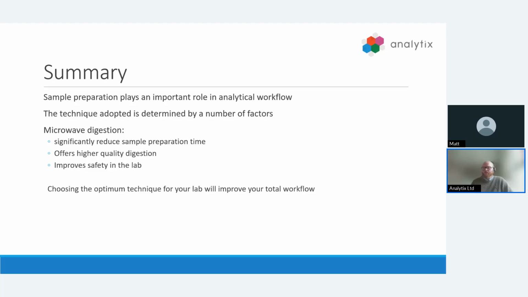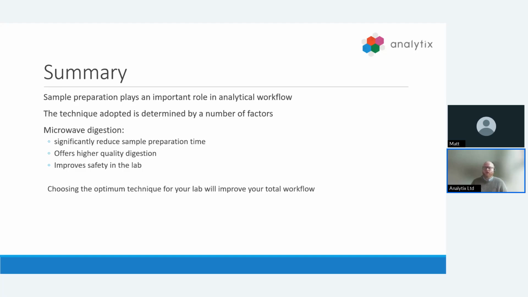So just to summarize, we've seen how sample prep plays a really important role in the analytical workflow. And then when choosing a technique for this sample prep, there are a number of considerations from a technical point of view. What is your sample type? How much sample do you need to digest? What acid will you need to do the digestion? And what temperatures and pressures do I need to complete this digestion? And all of these need to be considered when adopting a specific type of digestion.